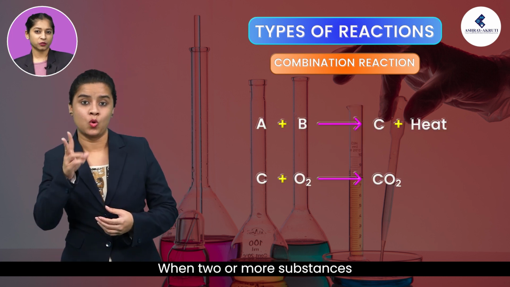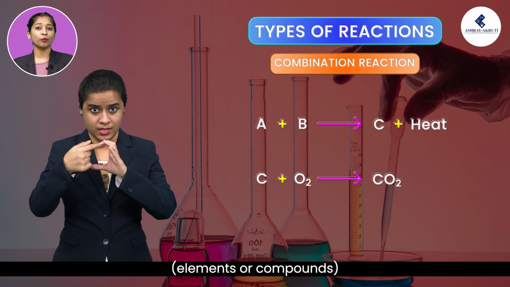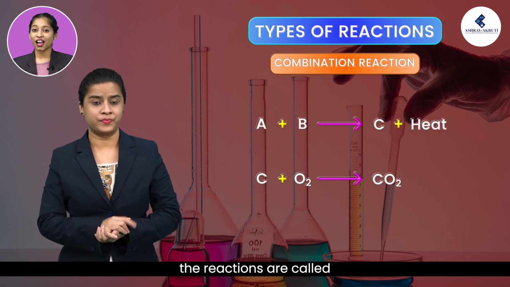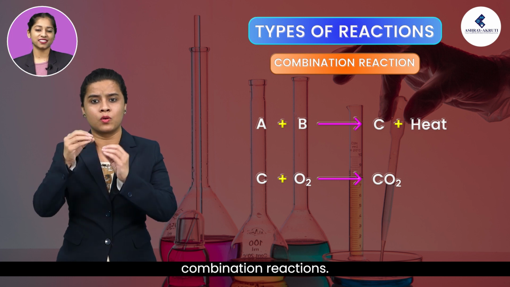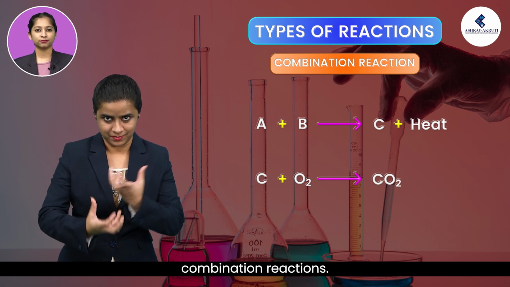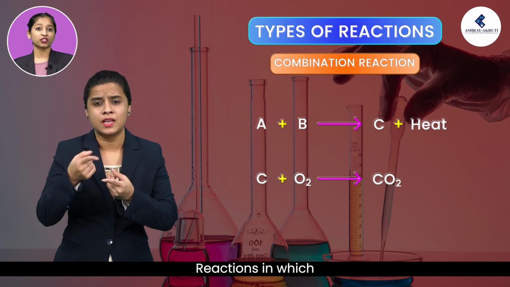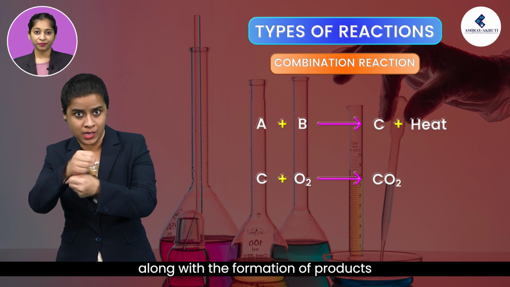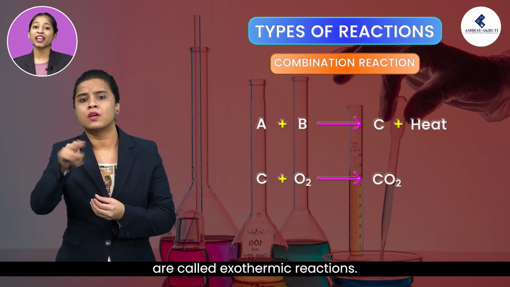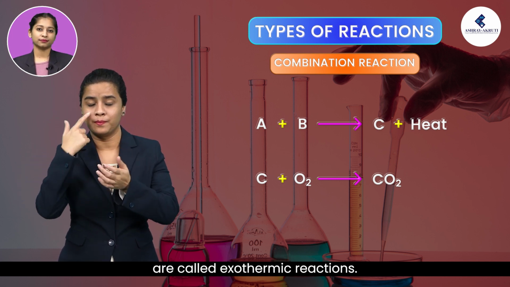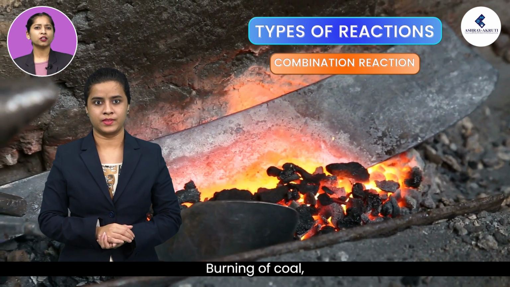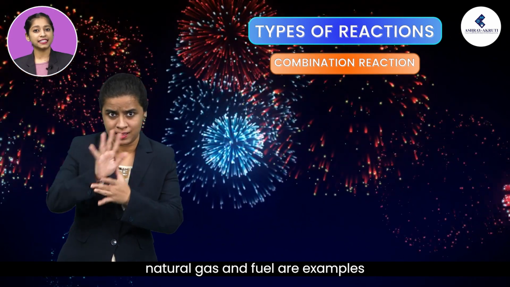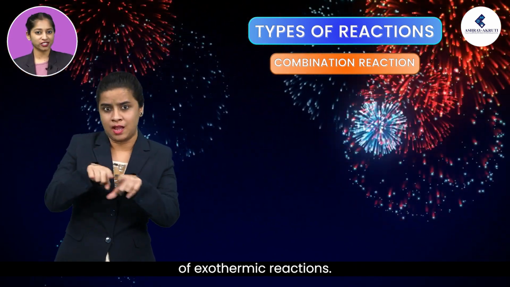When two or more substances, elements or compounds combine to form a single product, the reactions are called combination reactions. Reactions in which heat is released along with the formation of products are called exothermic reactions. Burning of coal, natural gas and fuel are examples of exothermic reactions.